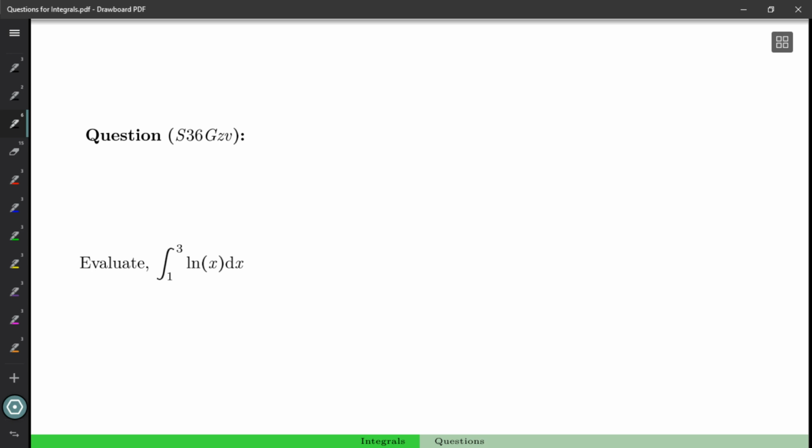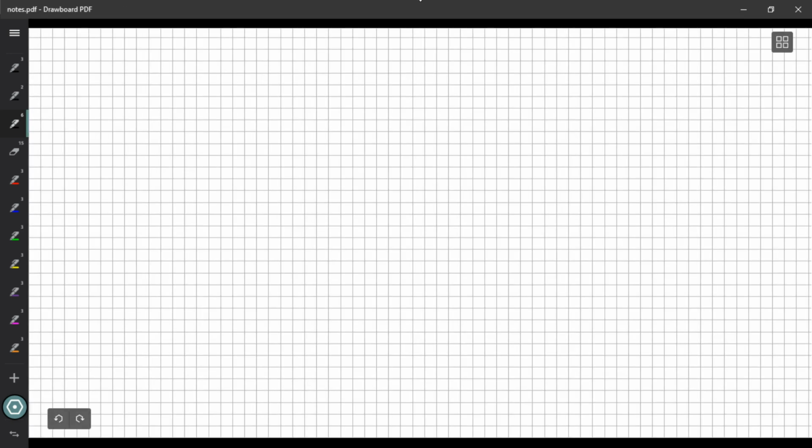Evaluate the definite integral from 1 to 3 of ln x dx. So it's a definite integral, so we'll get some number for our answer. What can we do here? Well, we know how to find definite integrals.